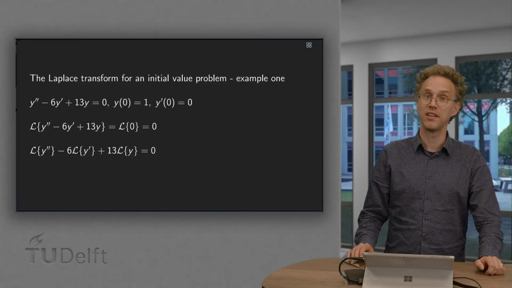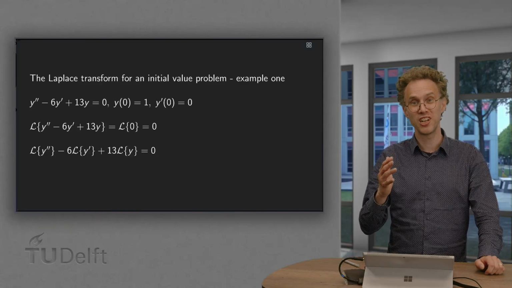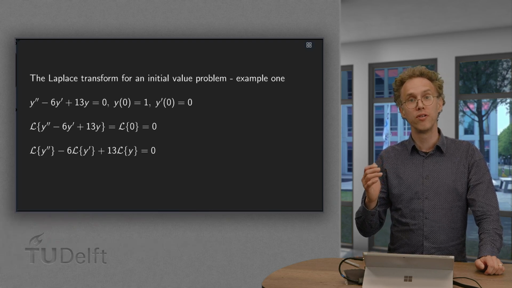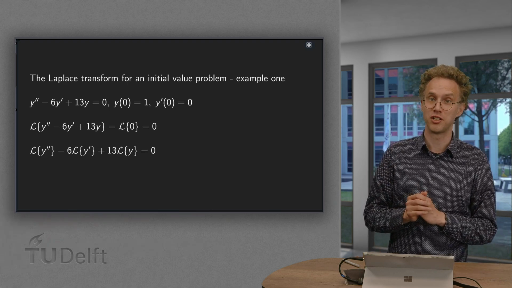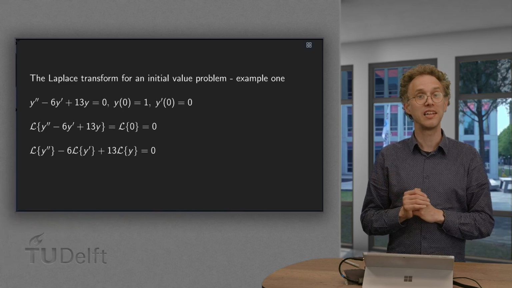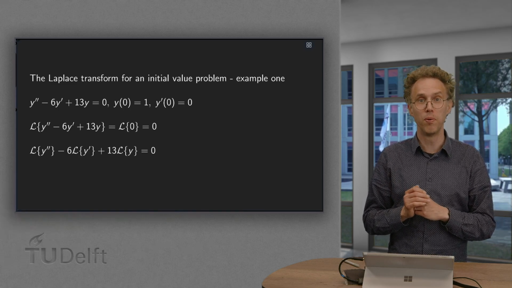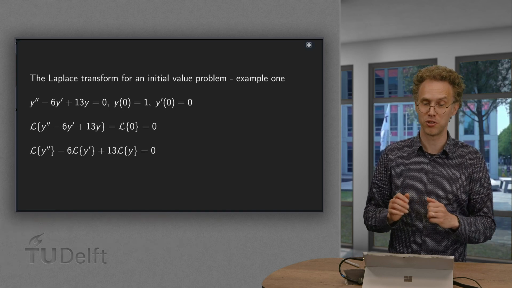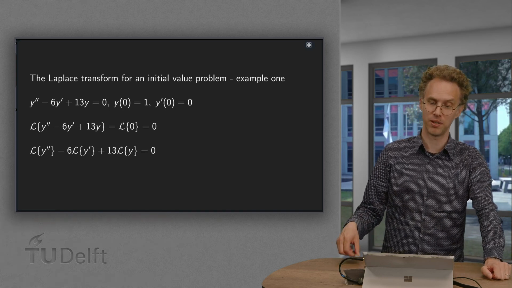Let us now apply the Laplace transform to a slightly more complicated initial value problem. First of all, it is a nice example. We go through all the steps. And secondly, this also shows the bottlenecks. What are the easy steps and what are the difficult steps in this procedure?